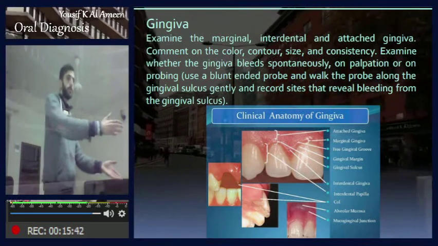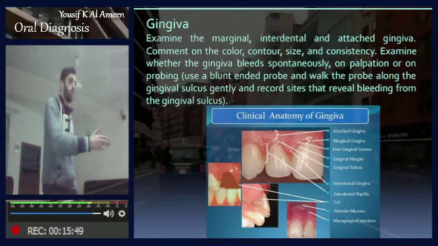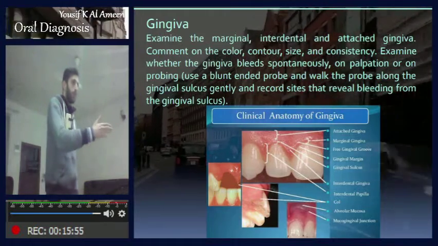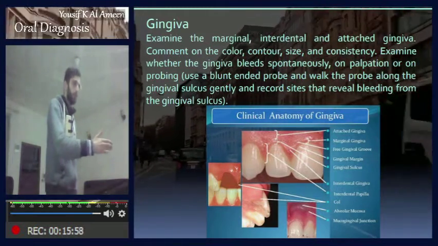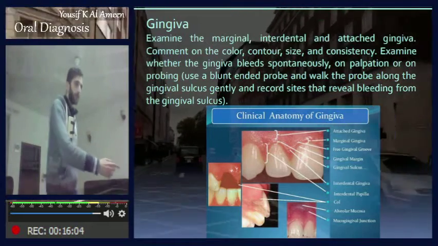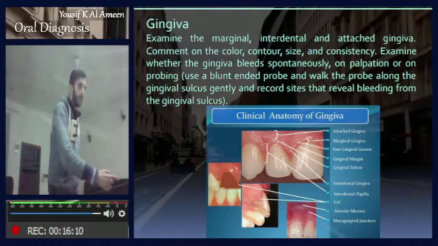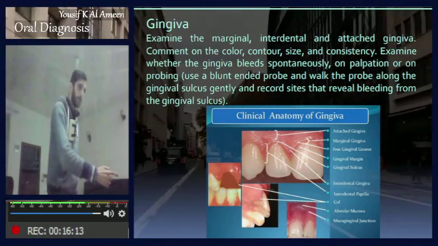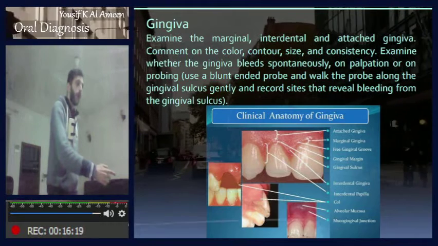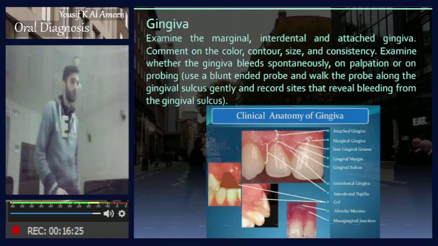Clinical anatomy of the gingiva. Here in this picture we can see it. We have the attached gingiva, the marginal gingiva, free gingival groove, then the gingival margin, gingival sulcus, then the interdental gingiva, the interdental papilla, and the col, and the alveolar mucosa, and the mucogingival junction.